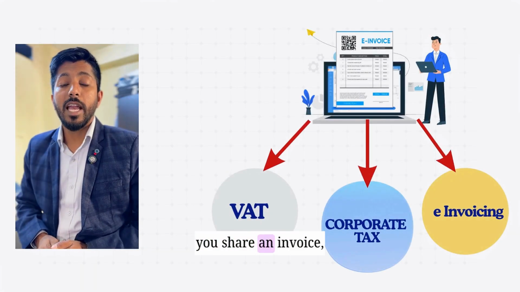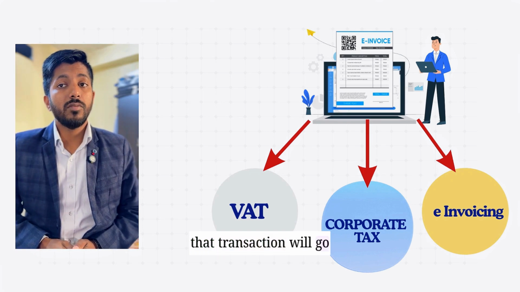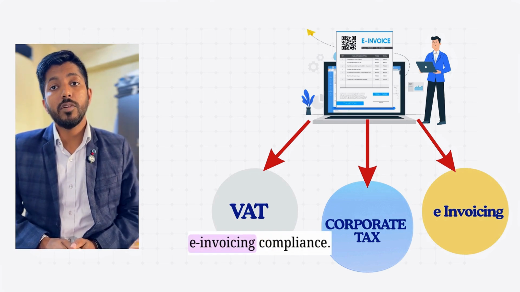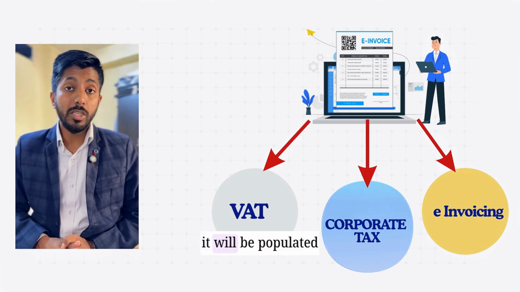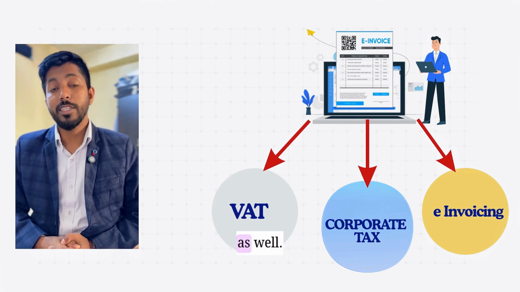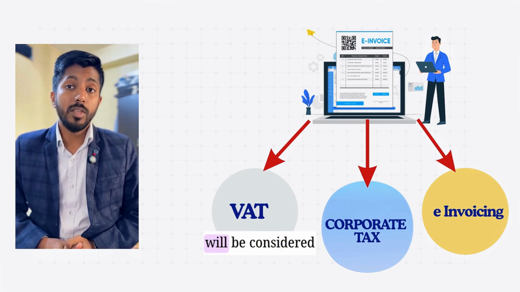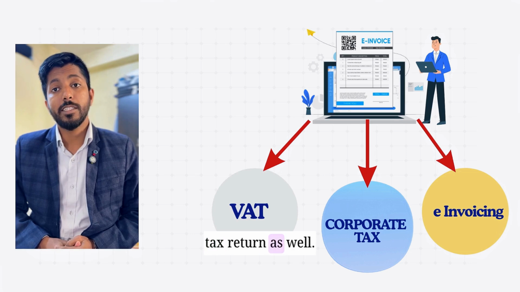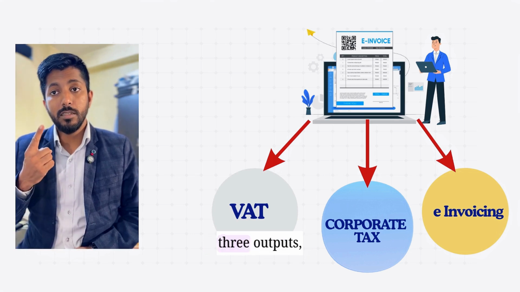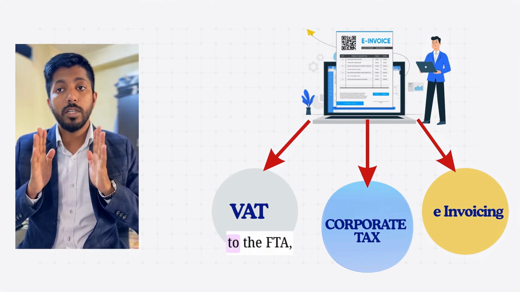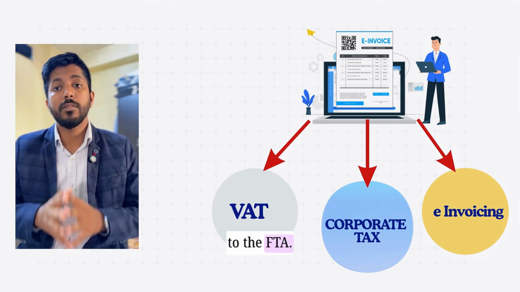When you share an invoice, that transaction will go to the FTA via e-invoicing compliance. Additionally, it will be populated in your VAT position as well, and the same revenue will be considered in your corporate tax return as well. One transaction, three outputs, all recorded by the FTA, all visible to the FTA.